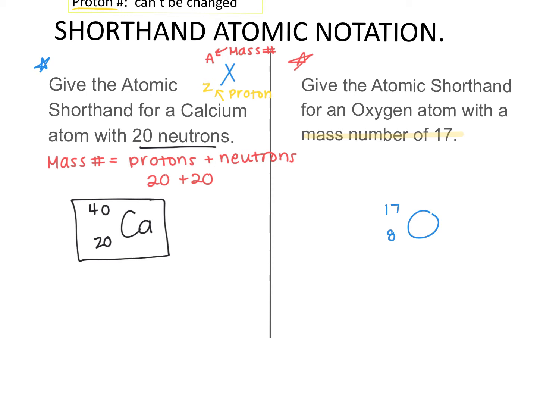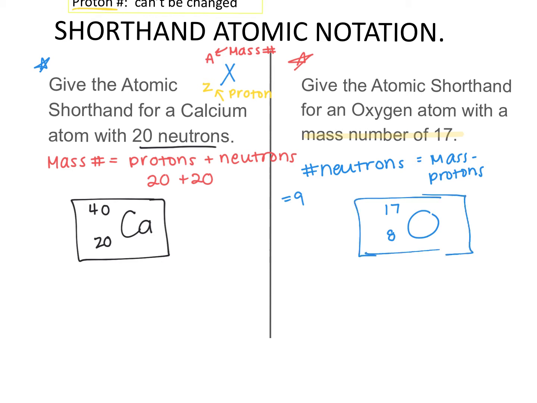If you were curious about the number of neutrons, all you would need to do is take your mass minus your protons. In this case, I would take 17 minus 8, so I'd be left with a number of 9. The only thing I have to do now is I'm going to put a box around it, but that's it. Because it is a neutral atom, right, I do not have to include a charge.